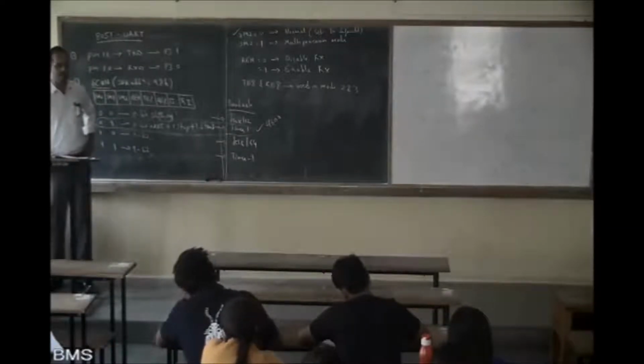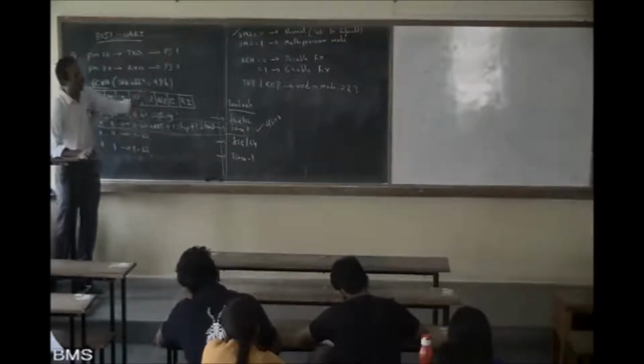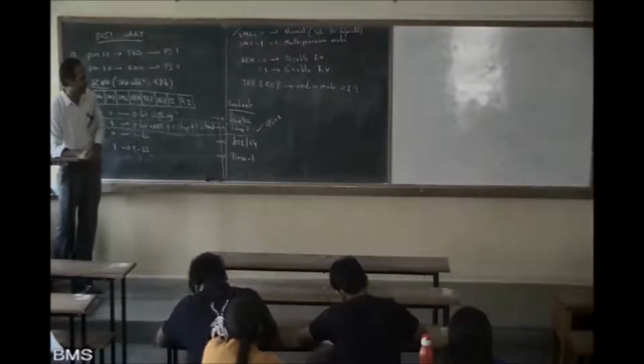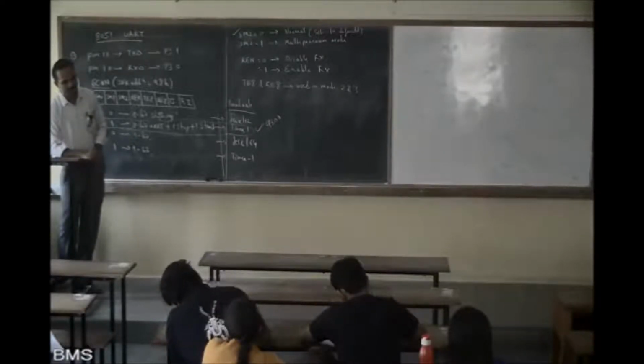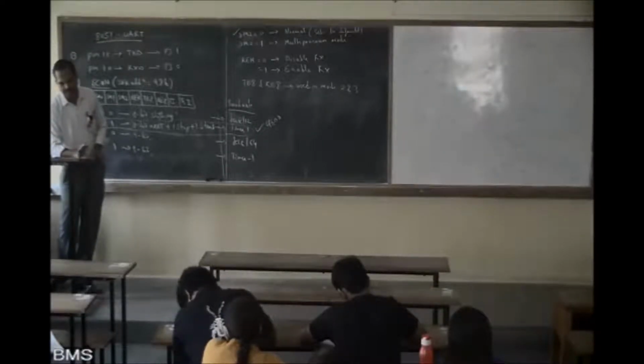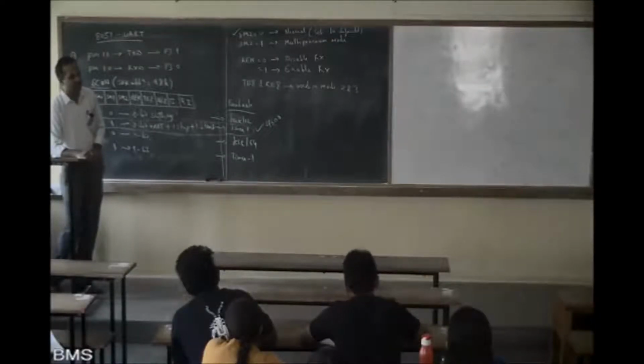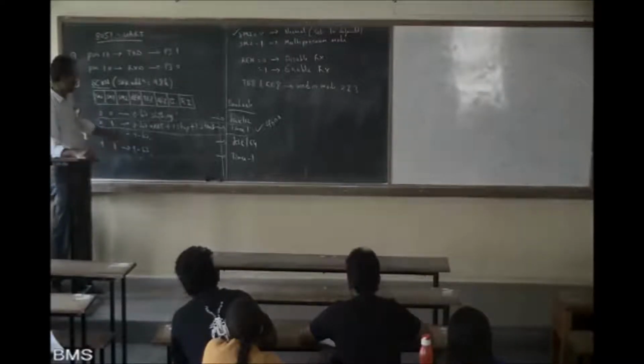TB8 and RB8 are used in mode 2 and mode 3, which is not there in your syllabus, so don't worry about RB8 and TB8. They are not in your discussion. In the whole syllabus, they will not come into the picture. They are used when it is a 9-bit case.